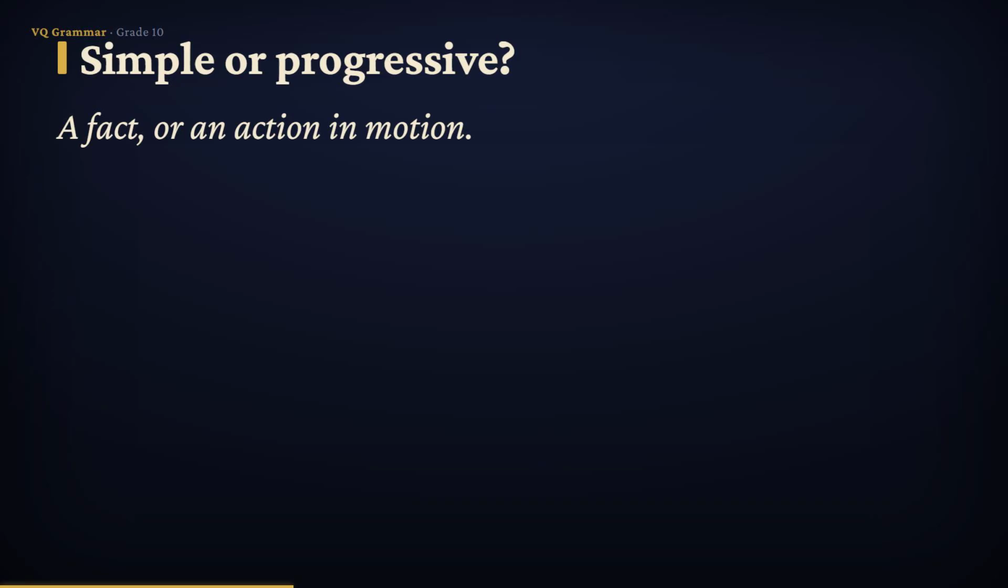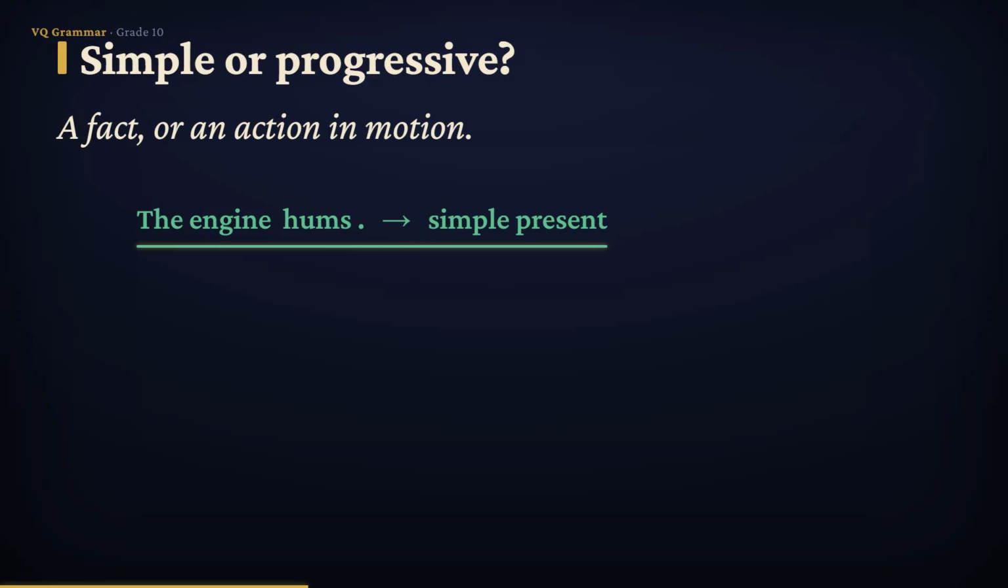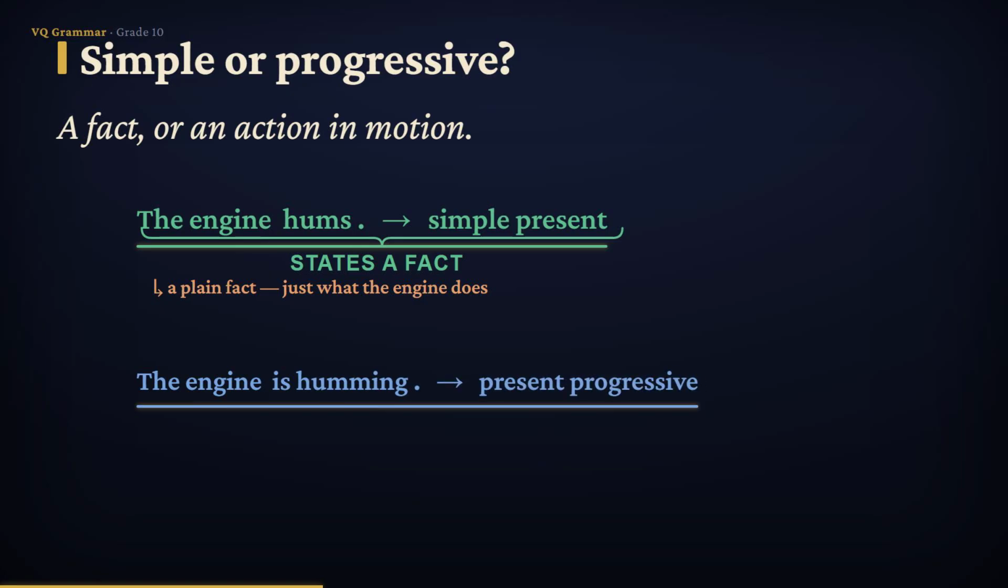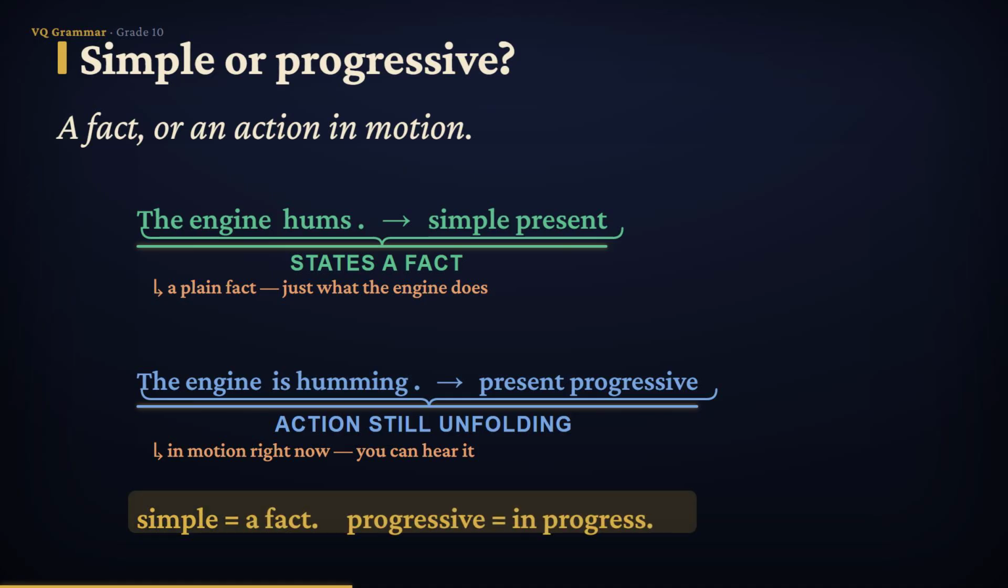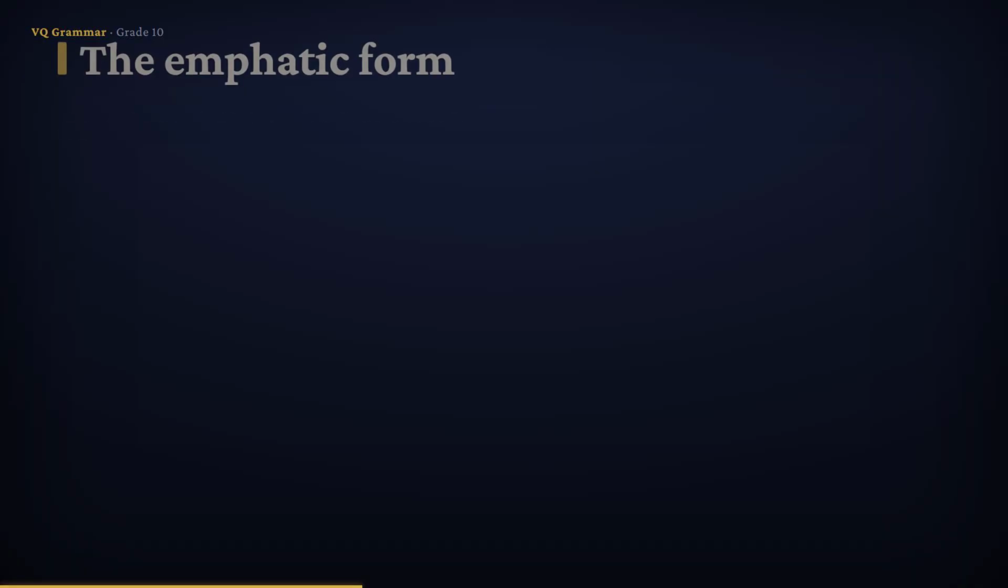Let's set the progressive right next to the simple tense, because the difference is real. Sentence 1. The engine hums. That's the simple present, and it states a plain fact. This is just what the engine does. Sentence 2. The engine is humming. That's the present progressive, and now the action is unfolding as we speak. You could walk over and hear it running this very second. Same engine, same moment, but a different picture entirely. The simple tense reports a fact. The progressive puts the action in progress, right in front of you.